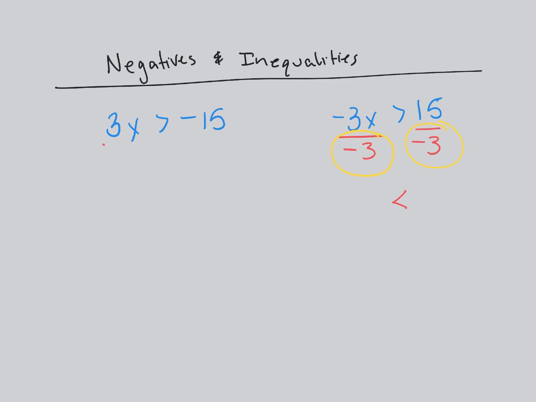But let's go back here and look at this one on the left. On this one, I would divide by 3 on both sides. So what did I divide by? I divided by 3. I divided by positive 3. So in this one, I would not flip the sign. It would stay greater than.